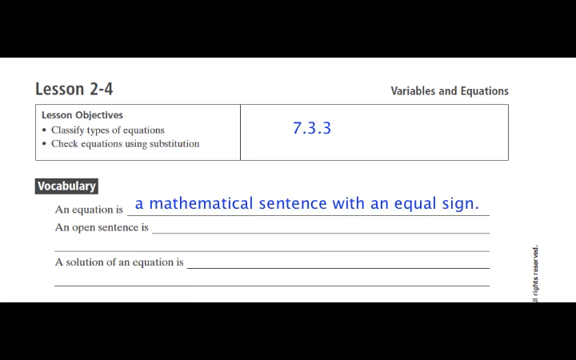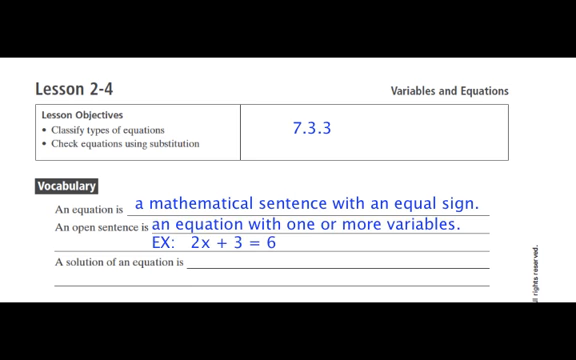An equation is a mathematical sentence with an equal sign. That's a little different than our expressions that we've been writing. We've written expressions that don't have equal signs. Equations have an equal sign. They even have that base of EQUA, that equal base word. So equations are a mathematical sentence with an equal sign.